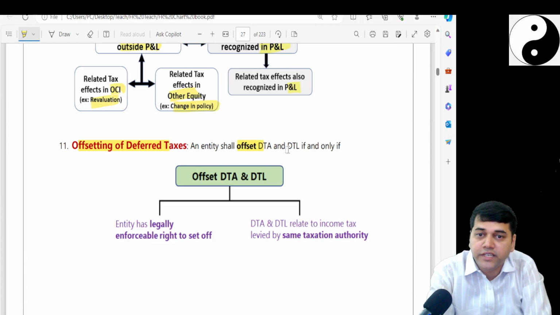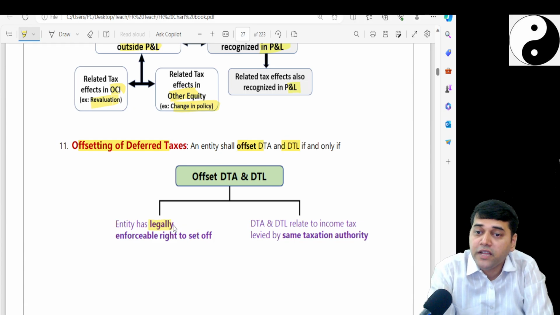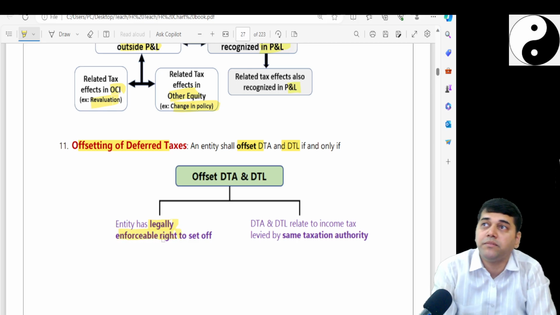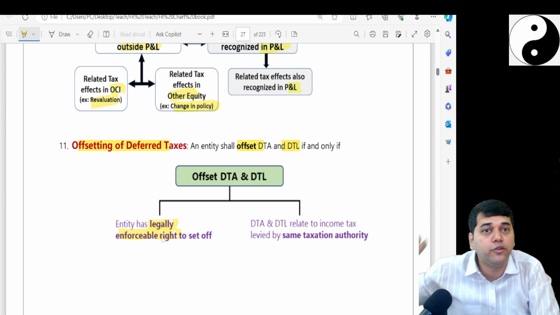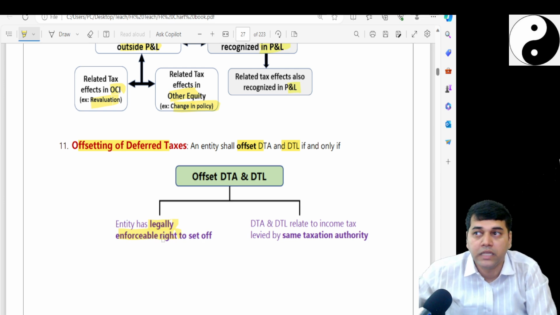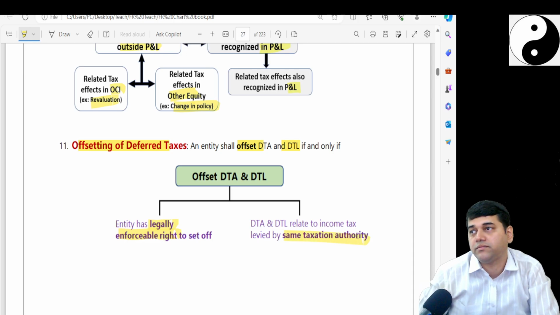The last is offsetting. You can offset deferred tax asset and liability if we have got a legally enforceable right. That means deferred tax of India, you don't offset with the deferred tax liability of the UK. You should have a legal enforceable right and you should be the same taxation authority.